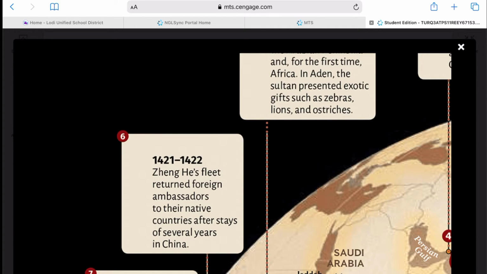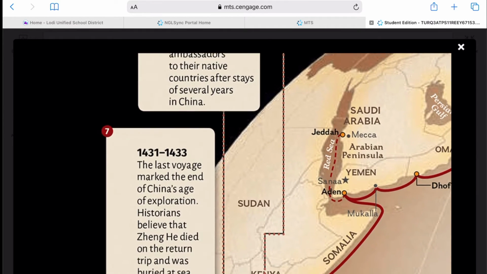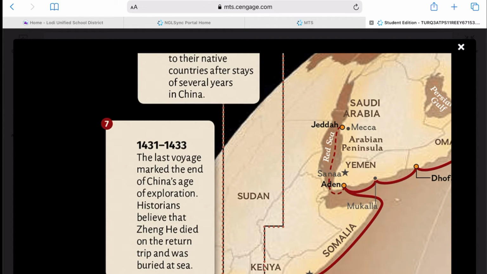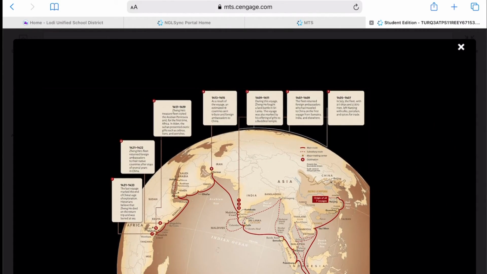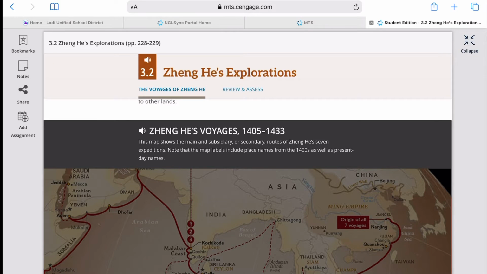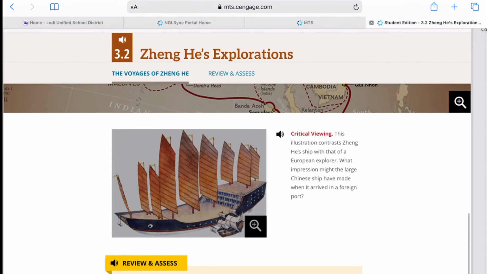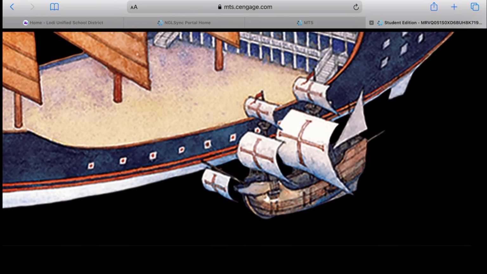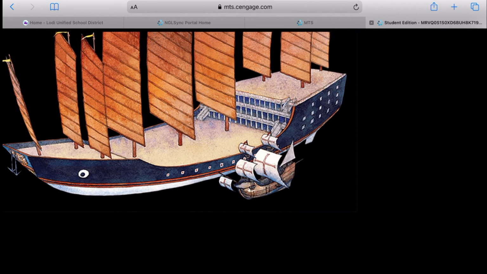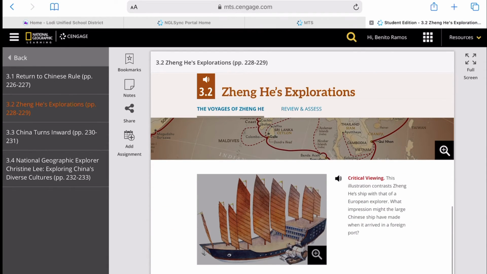Historians believe that Zheng He died on the return trip and was buried at sea. That is the end of the many years of exploration of Zheng He, who basically represents the Ming dynasty. That is the summary of Zheng He's explorations. Now in your book, you will see this illustration, which contrasts Zheng He's ship with that of the European explorers. What impression might the large Chinese ship have made when it arrived in a foreign port?